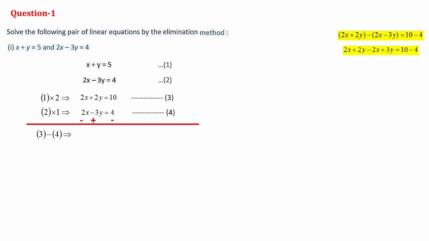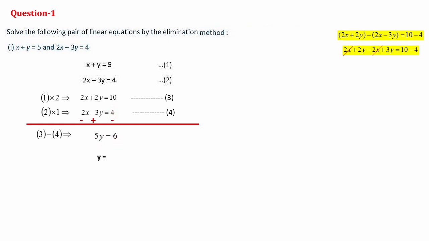And when you check here, 2x and 2x will be cancelled. That's why here also it is 2x minus 2x, that is 0, no need to write. Then here plus 2y and plus 3y, this is the sign you are going to take. This one is not available now. This minus we are changing as plus. So here when you check 2y plus 3y, that is 5y. So 5y is equal to 10 minus 4, that is equal to 6.